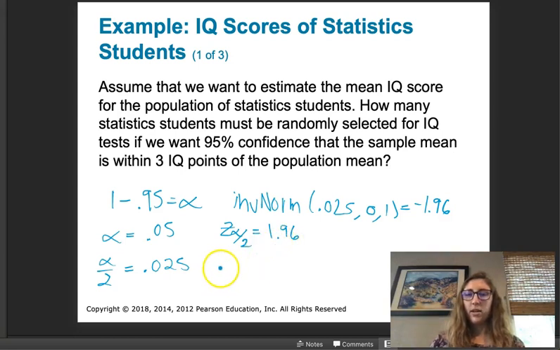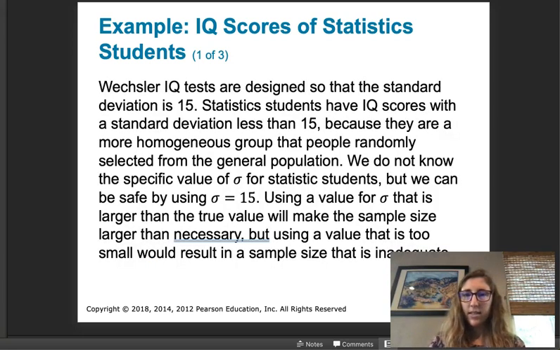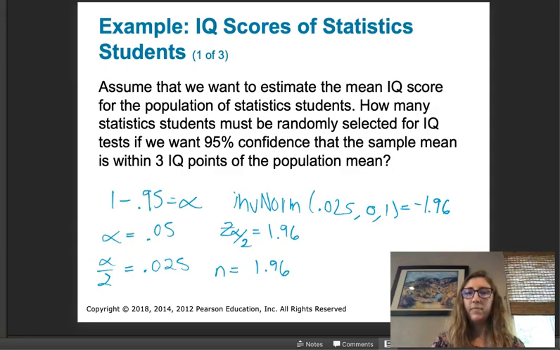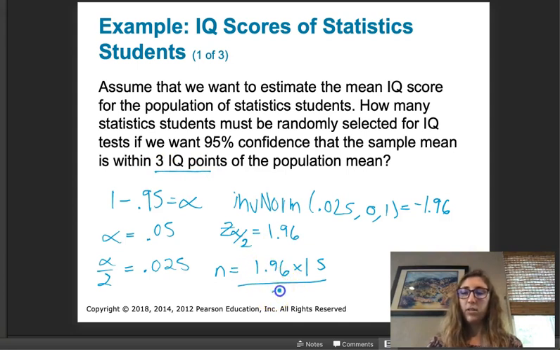All right, so now to get our sample size, we'd have our 1.96, right? And what did this problem tell us? Let's see, it is safe. We can use 15 as an estimate for our population standard deviation here. So we'd have our n times 15, okay? And then this is saying within 3 IQ points. So that means our margin of error is 3.